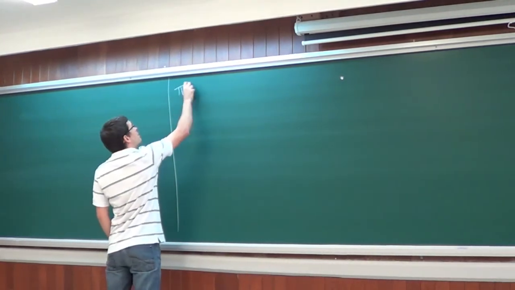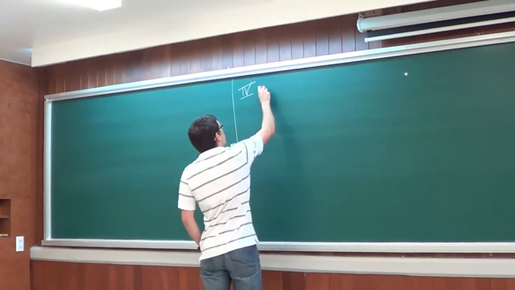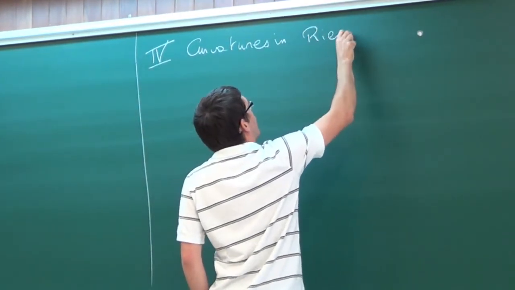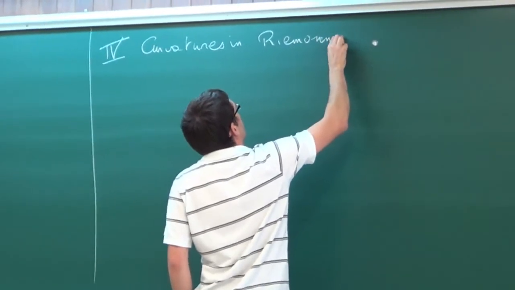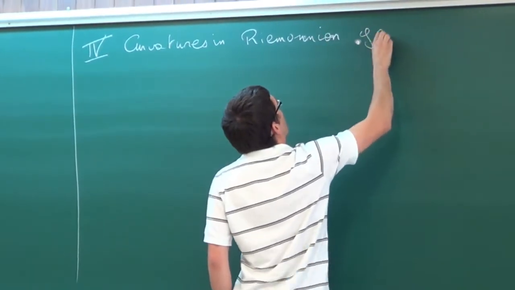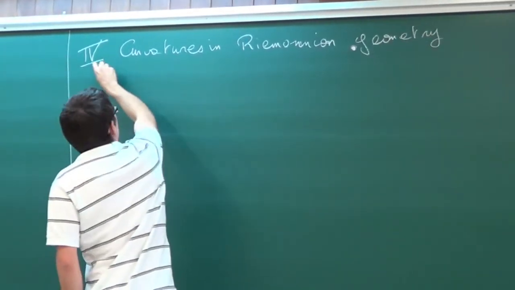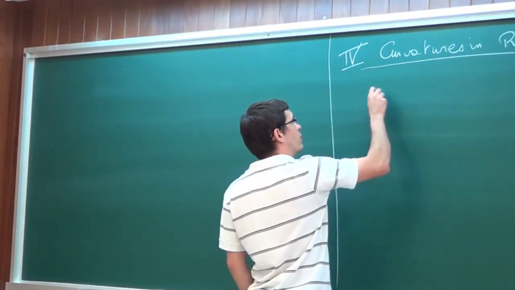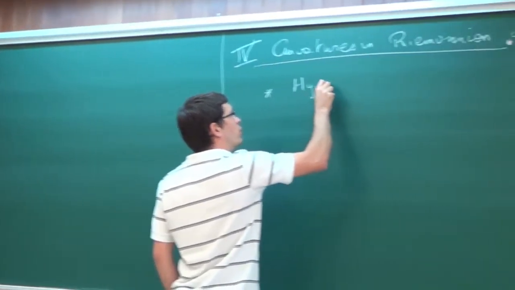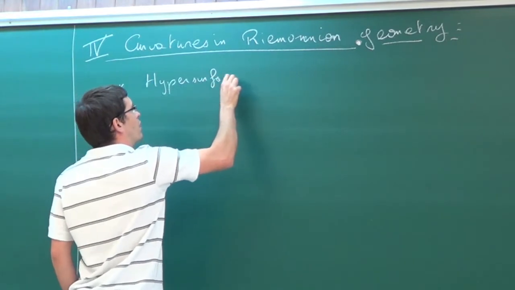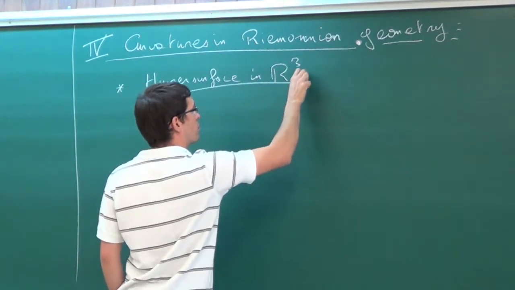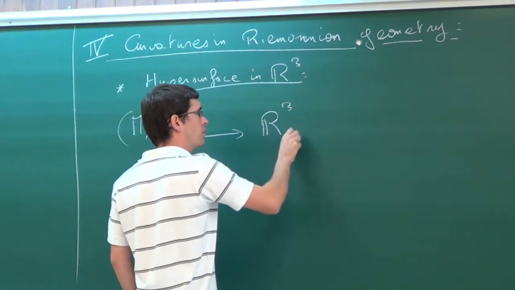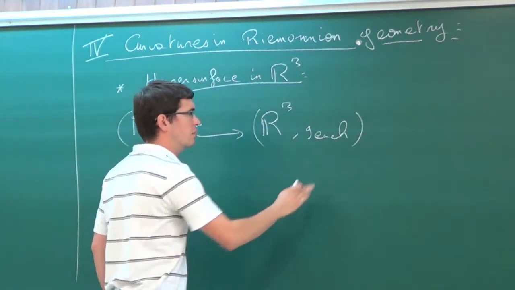So, maybe this small section will be kind of obvious for some of you, but I want to be sure that you have in mind what these geometric flows mean. So, let's first start with the surfaces of R3. So we have some surfaces embedded in R3 with its Euclidean metric.